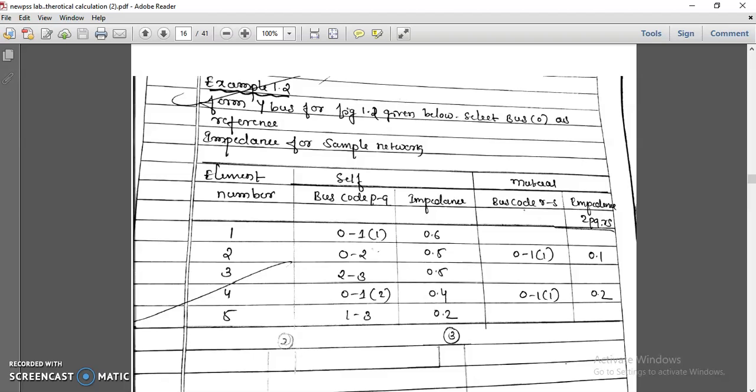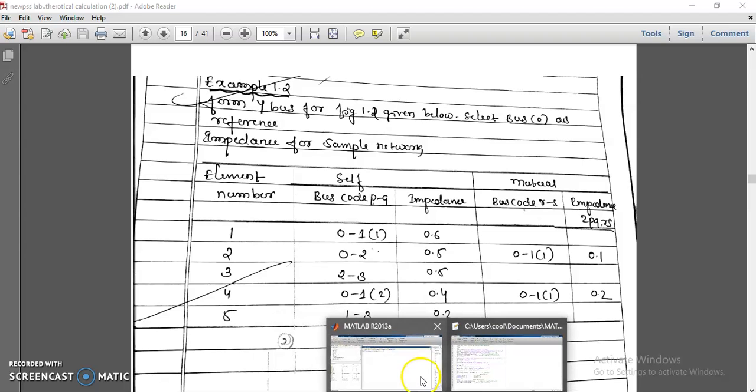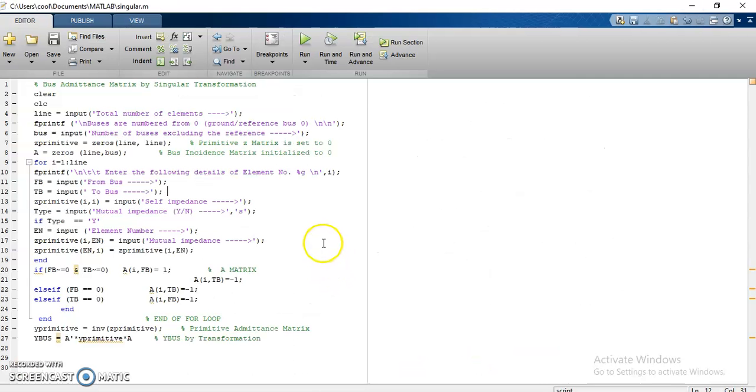Okay, let us execute this program. Just have a look at this. Already we have written this program. Now we'll execute this program. In this program mutual impedance is there. Let us execute this.